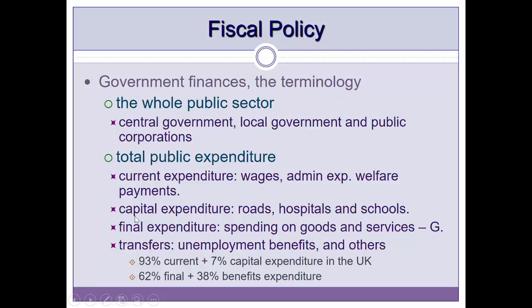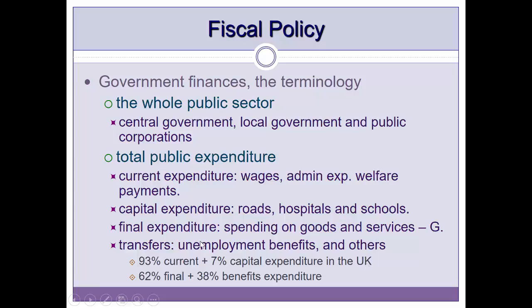Now, another way of defining government expenditure is looking at final expenditure and transfers. Final expenditure is the spending on the goods and services produced in the UK, for example. So that's G, the component of aggregate demand. Of course, this could be capital expenditure, I mean spending on capital expenditure, or spending on wages. Either way, that makes up the G. Now, transfers, however, are the benefits. The welfare part of current expenditure is also called transfers: unemployment benefits, and others.